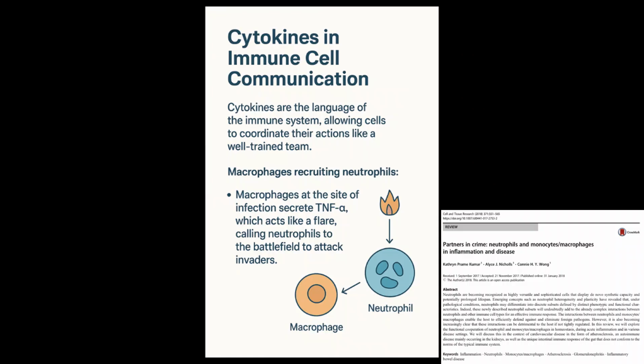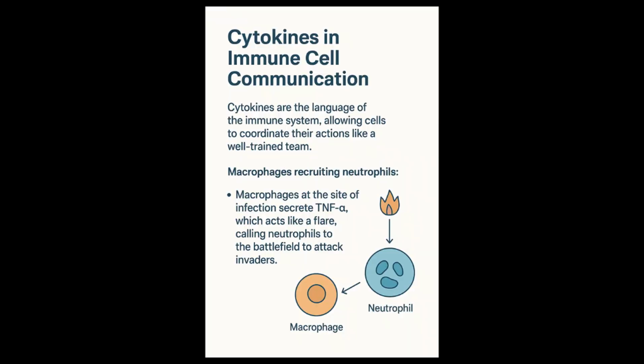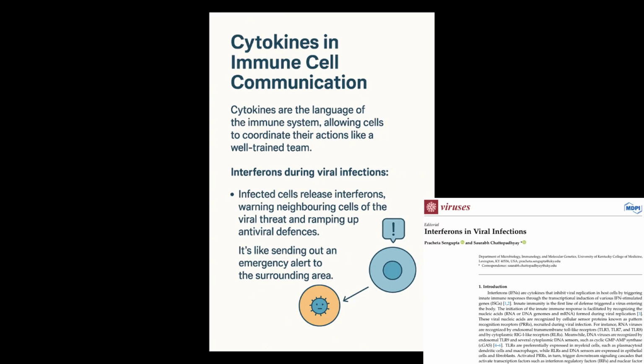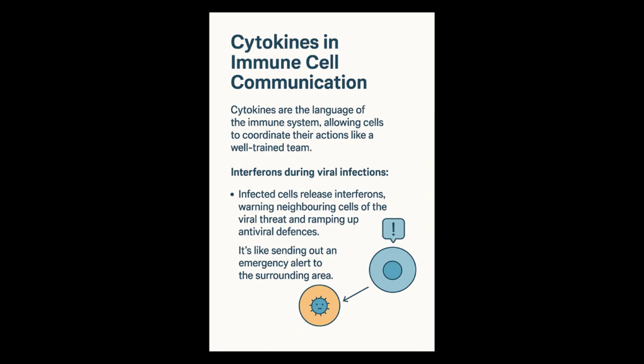Macrophages recruiting neutrophils. Macrophages at the site of infection secrete tumor necrosis factor alpha, which acts like a flare, calling neutrophils to the battlefield to attack invaders. Interferons during viral infection. Infected cells release interferons, warning neighbouring cells of the viral threat and ramping up antiviral defences. It's like sending out an emergency alert to the surrounding area.